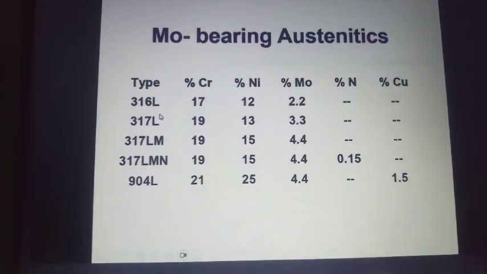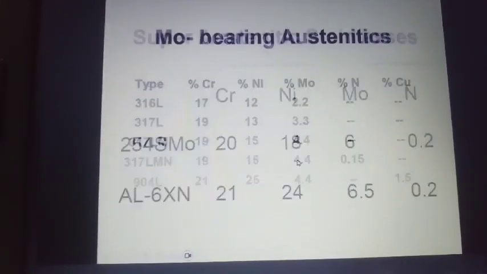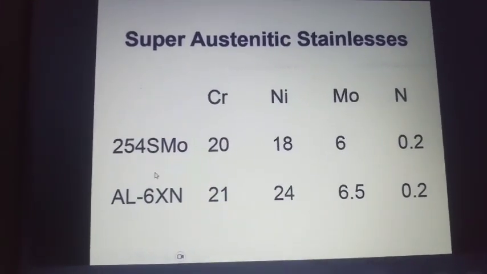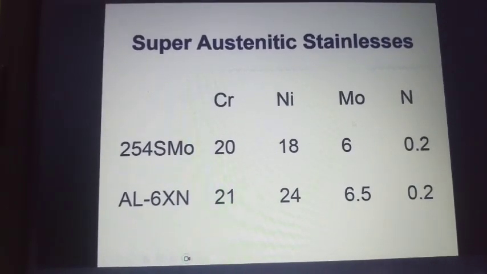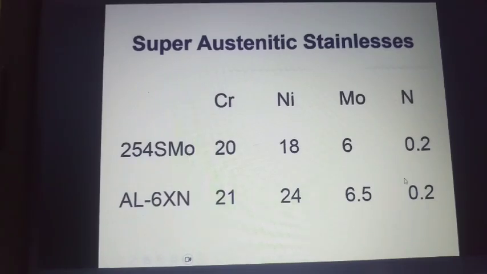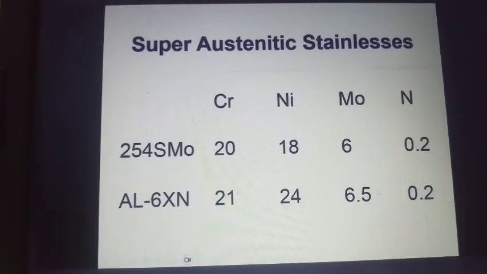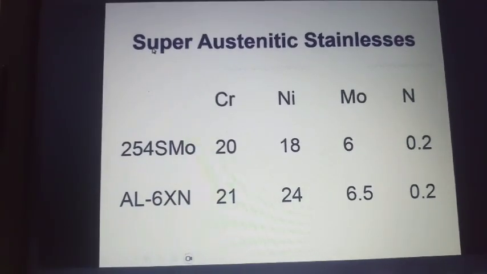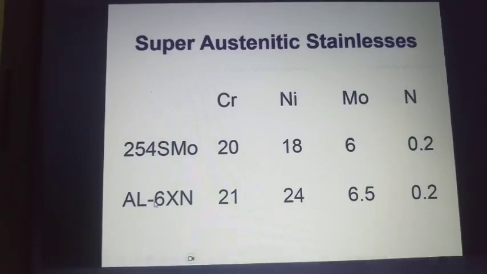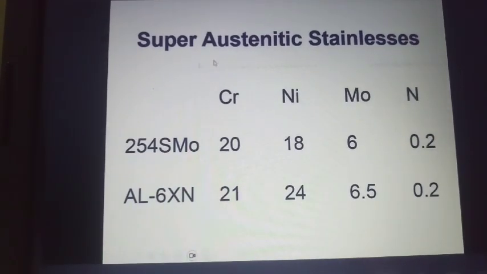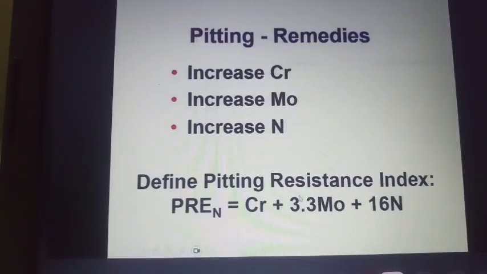So we have common molybdenum grades which we use. Instead of 304, we use 316 or 317. And then you have 6 moly grades like 254 SMO and AL6XN, which we use typically, which are very good, with 2000 ppm of nitrogen. These are called super because the pitting resistance equivalent number for these stainless steels is greater than 40. That's why they are called super. The word super in stainless steel will come only when the pitting resistance equivalent number is greater than 40.